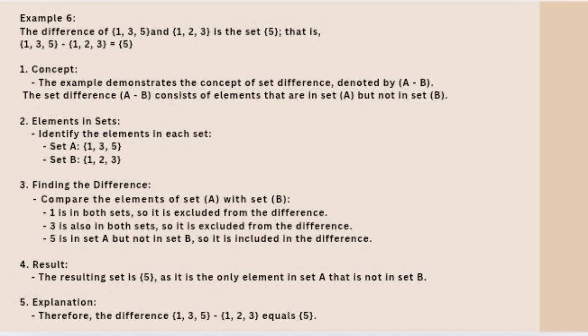This is different from the difference of set {1, 2, 3} and set {1, 3, 5}, which is the set {2}. So let us break down the example step by step to explain it clearly. Here, the difference of set {1, 3, 5} and set {1, 2, 3} is the set {5}.